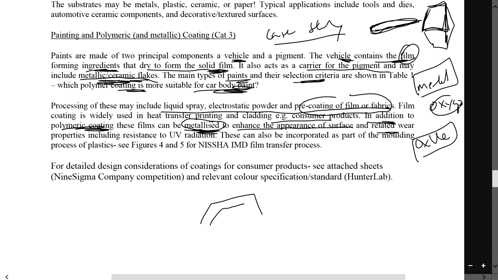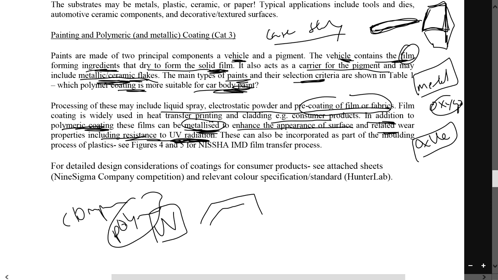Other related wear properties include resistance to UV radiation, because most of the cars recently are talking about composite. So composite is talking about polymer. Long-term polymer under UV light could actually deteriorate over time, so you have to be careful of that. Therefore, in order to do this, you incorporate everything within the molding process of the plastic straight away. Therefore the Nissha IMD film transfer process actually does that.